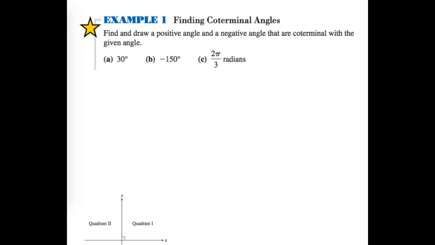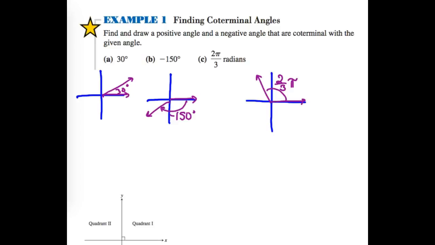All right. So I have 3 examples here. I want you to draw and determine the measurement for a positive and a negative coterminal angle to the one you're given. I'm going to pause the recording, give you a few minutes to do that, and then we'll check.